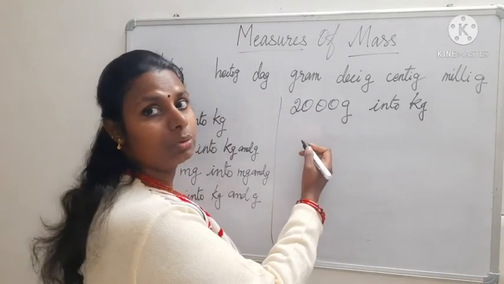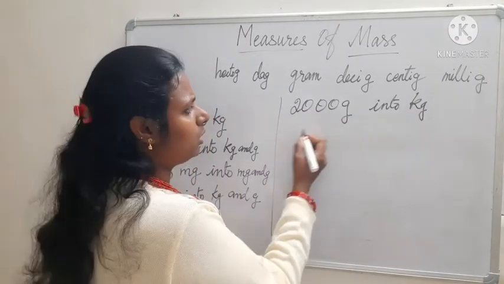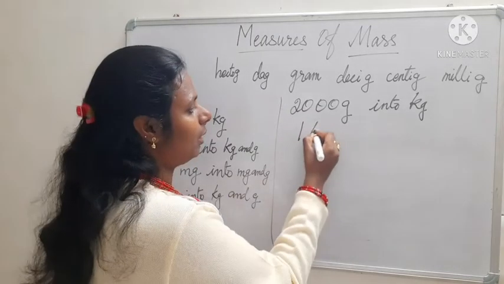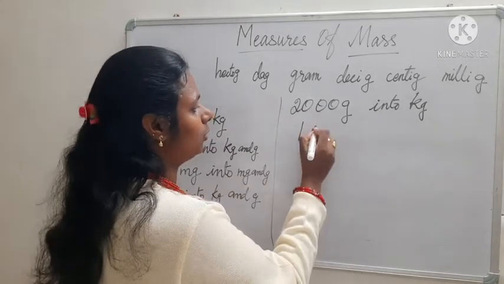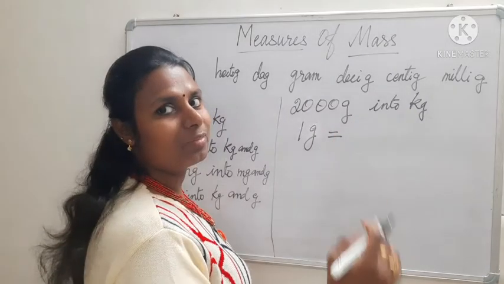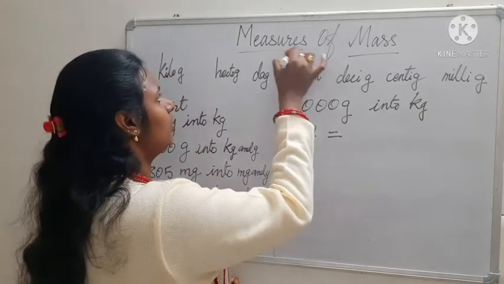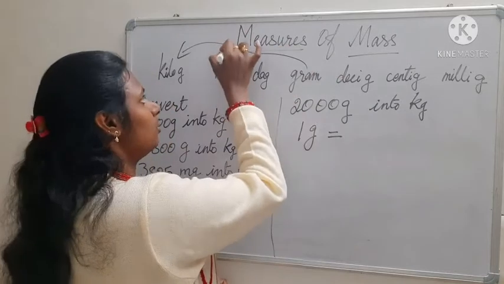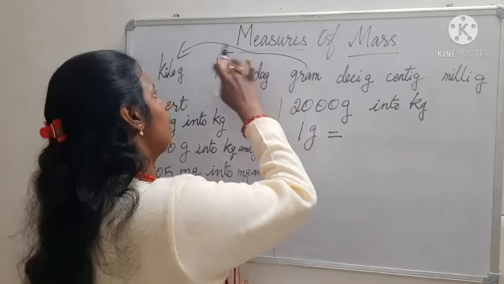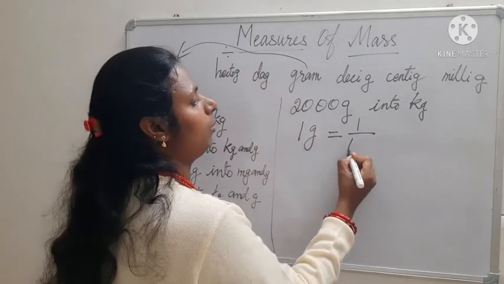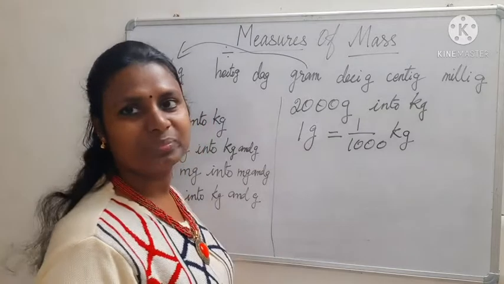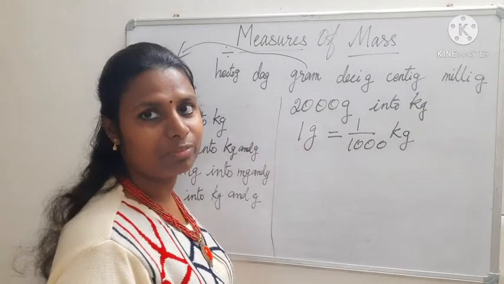So now we are going to convert. So the formula is going to be 1 gram is equal to, anyhow you know that from lower units to higher units you are going means you have to divide. From here to 10, 10, 10, that means 1000. 1 upon 1000 kilogram. Okay, have you got it how I have written the formula?